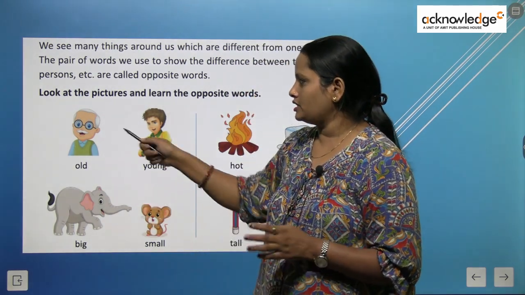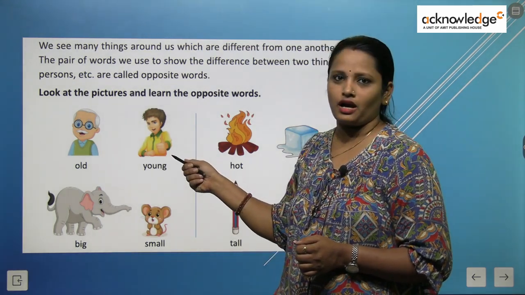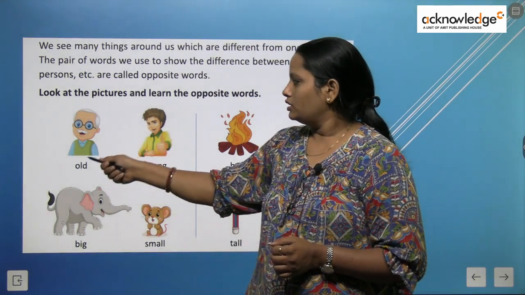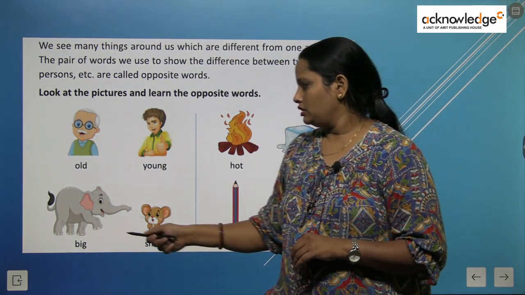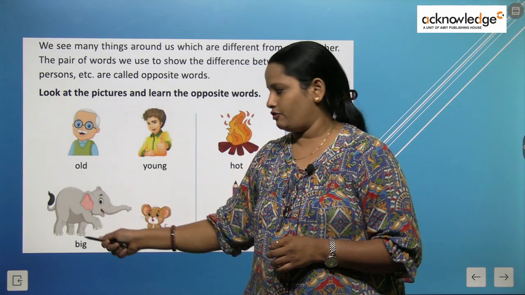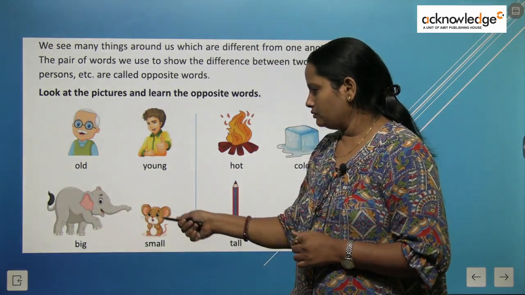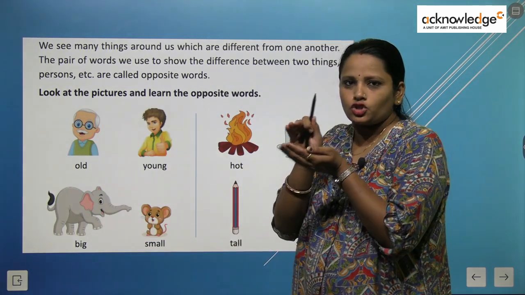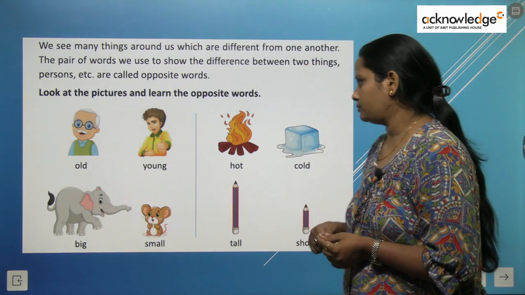Old. Here we can see there is a man, he is very old, and there is a young man here. So, the opposite of old is young. Here we can see there is a picture of an elephant and it is so big, and there is a mouse and it is so small. So, the opposite of big is small.